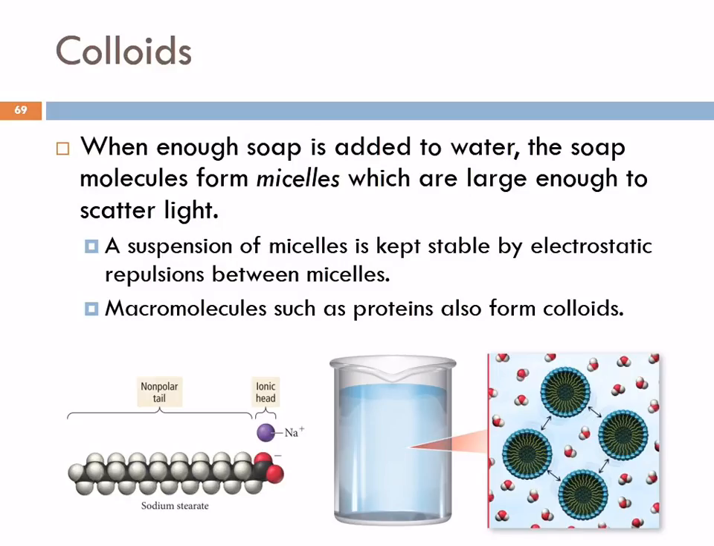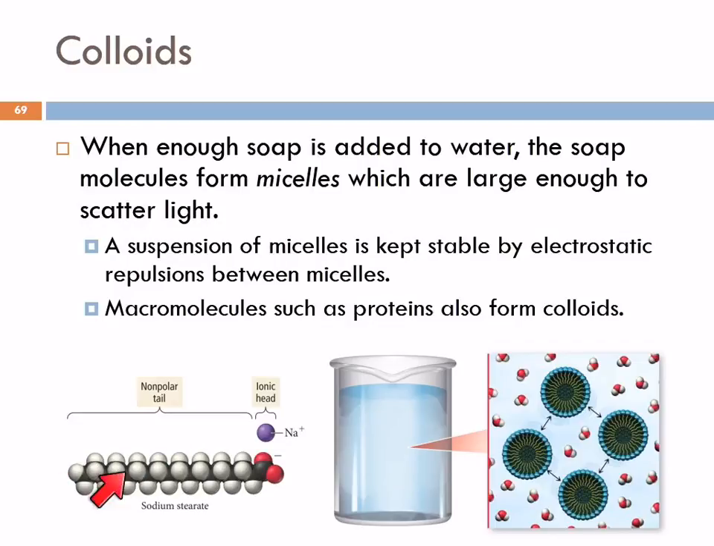When you add enough soap to water, the soap will form micelles that are large enough to scatter light. And this is one of the characteristics of a dispersion, that it scatters light. So here's a soap molecule. Sodium stearate is one thing that functions as soap. It's got an ionic head, so a charged end, and then it has this long nonpolar tail.